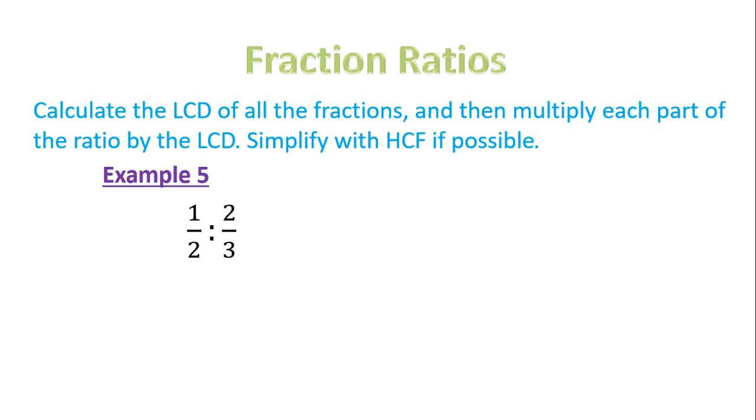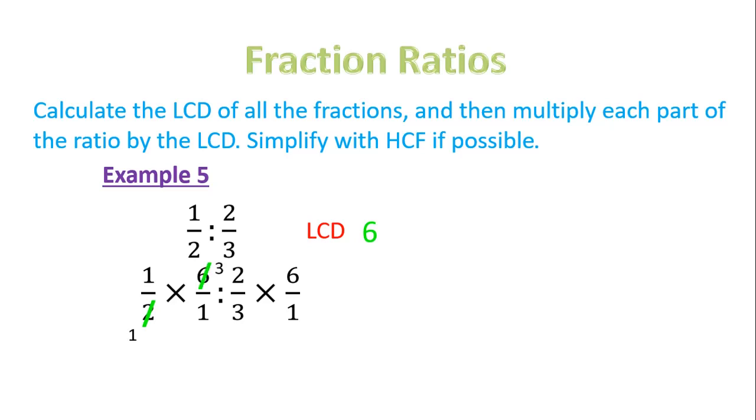Now, for fractions, the first question I ask is what is the LCD. So the LCD for 2 and 3 gives me 6. Now I multiply each fraction by 6 or 6 over 1. So a half times 6 over 1, 2/3 times 6 over 1. And now I cross cancel. 2 goes there once and 2 goes there 3 times. On the right hand side, 3 goes there once and 3 goes there twice.